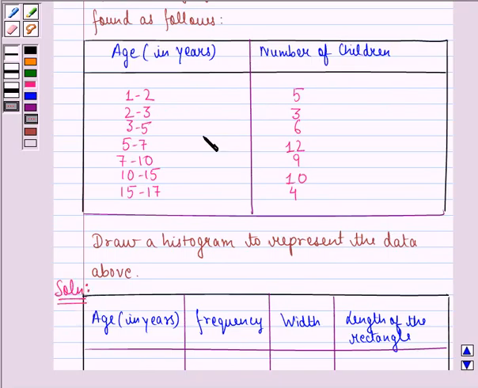First of all, what we notice here is that these intervals are not of equal length. For example, here the class size is 1, here the class size is 1, here it is 2, then 2, 3, 5 and 2. So we see that class size is not the same in all the cases. So let us see what we are supposed to do in such kind of questions.